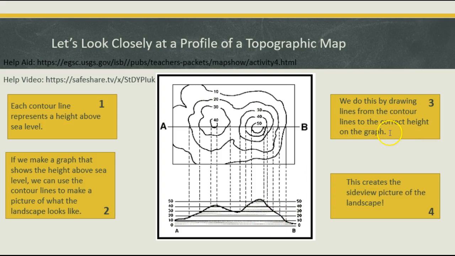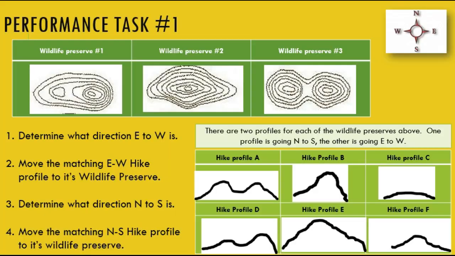So again, when we do this, we draw lines from the contour lines to the correct height on the graph. And that's our profile, or that side view picture of the landscape. We're going to take a look again at this in a few minutes, but just to give you this overview, this quick thought of what we're looking at.